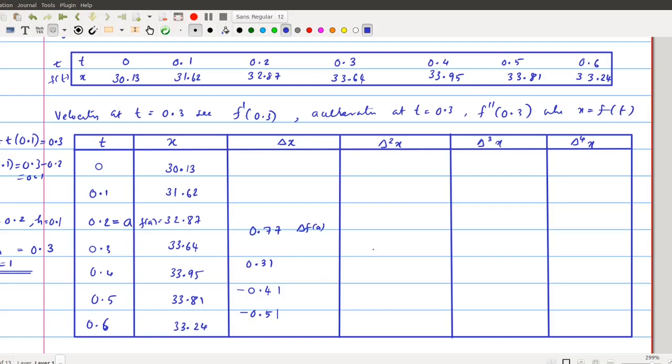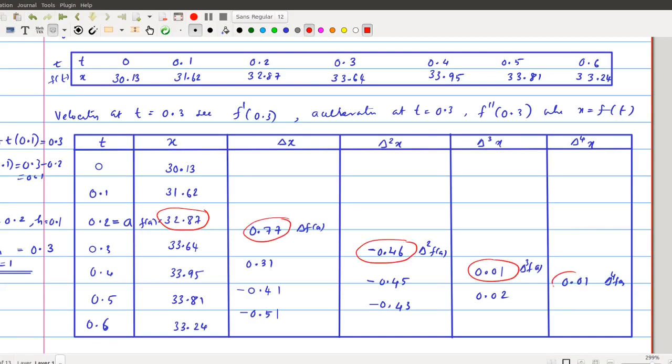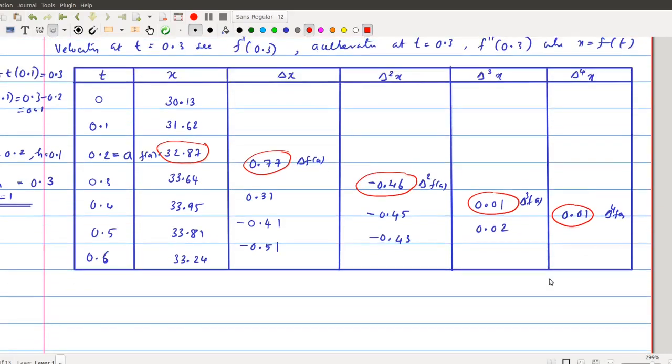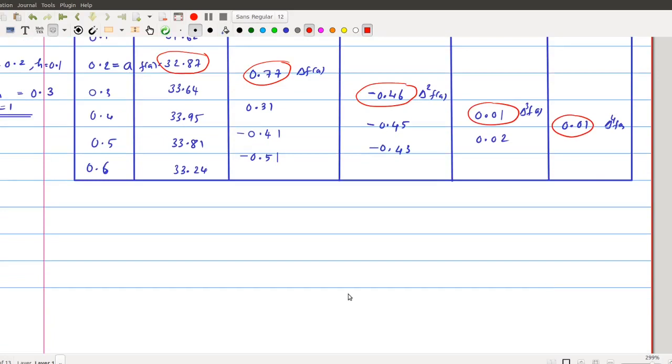Now we have minus 0.46, this is our del square f of a. Here we have minus 0.45, here minus 0.43. Similarly take this difference 0.01, this will be del cube f of a, and here we have 0.02, and this is our 0.01, this is del raised to 4 f of a. We are bothering only about these values: this is our f of a, del f of a, del square f of a, del cube f of a, and del raised to 4 f of a. Using these values we will find the value of f of a plus th.